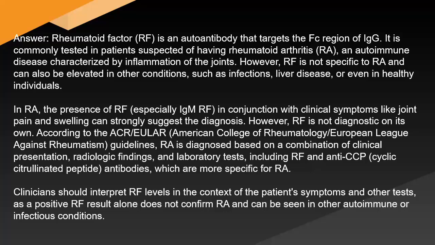In RA, the presence of RF, especially IgM RF, in conjunction with clinical symptoms like joint pain and swelling can strongly suggest the diagnosis. However, RF is not diagnostic on its own. According to the ACR/EULAR, American College of Rheumatology/European League Against Rheumatism, guidelines, RA is diagnosed based on a combination of clinical presentation, radiologic findings, and laboratory tests, including RF and CCP, cyclic citrullinated peptide antibodies, which are more specific for RA. Clinicians should interpret RF levels in the context of the patient's symptoms and other tests, as a positive RF result alone does not confirm RA and can be seen in other autoimmune or infectious conditions.